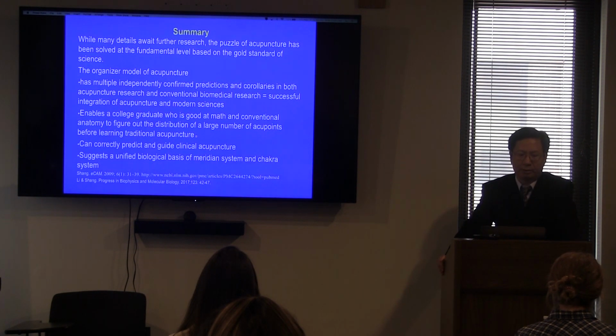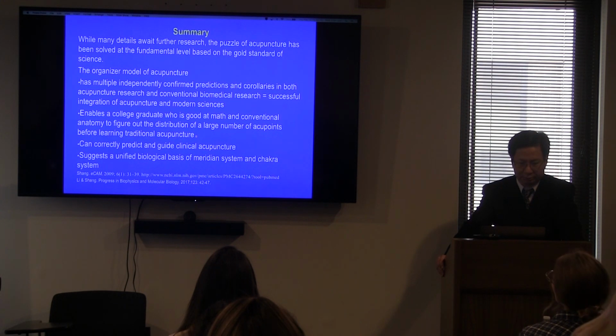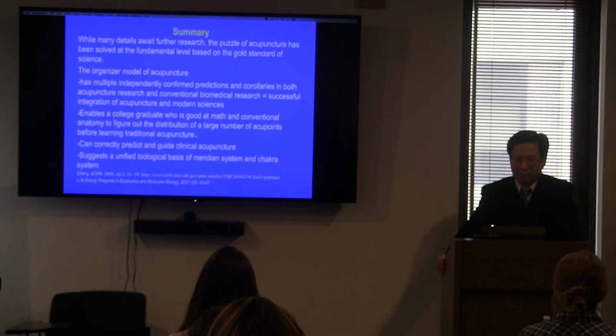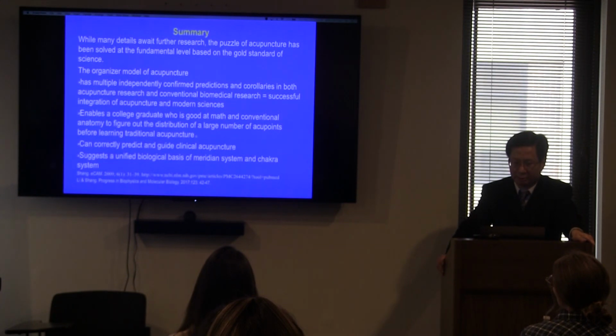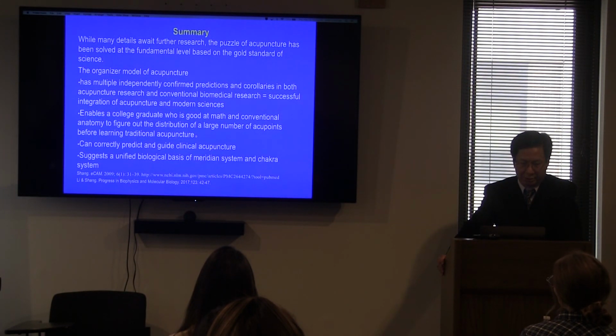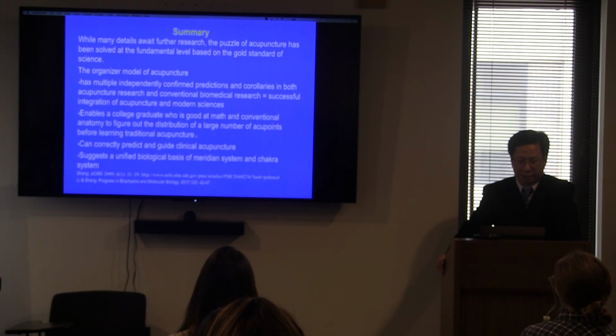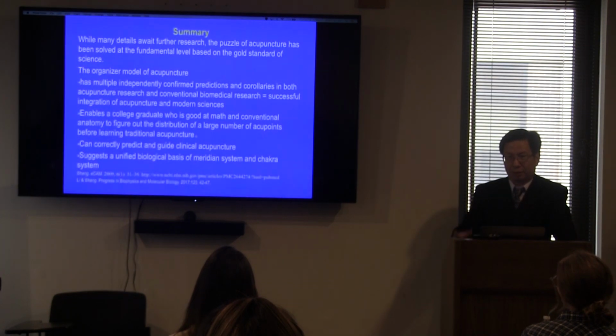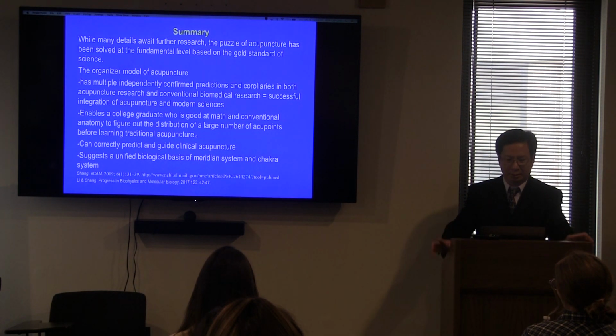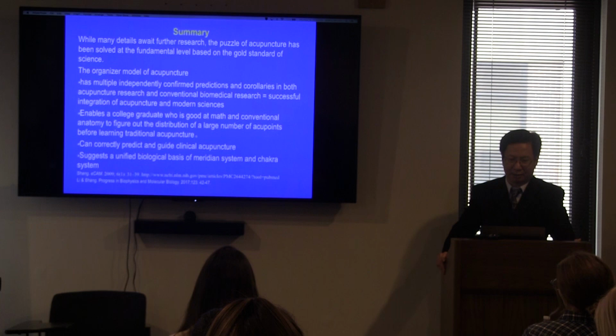So in summary, many details of acupuncture and the meridian system await further research. But the basic puzzle of acupuncture appears to have been solved at the fundamental level, based on the gold standard of science: the power of prediction and the unification of the existing biological models of acupuncture. Good science usually has two features. One is the power of prediction: based on the theory, you can predict what kind of manipulation will have what kind of effect. And also it unifies pairs that used to be separate in different fields, different phenomena that can be unified under the new theory.